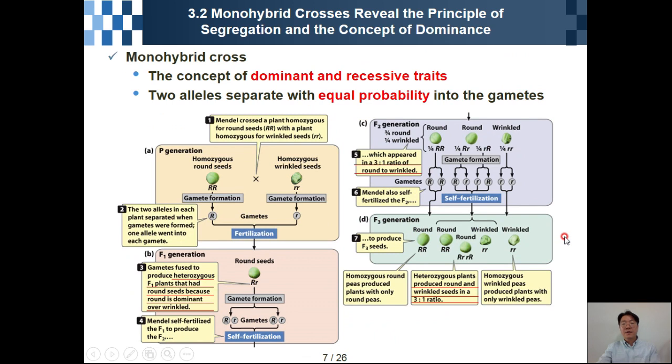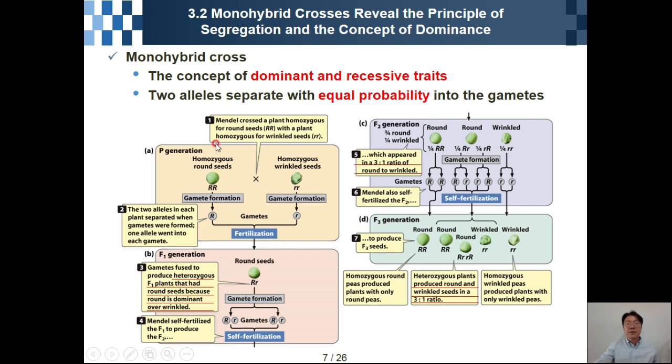Okay, so through the monohybrid crosses, Mendel found the concept of dominant and recessive traits. For example, seed shape, what is dominant and what is recessive? Round is dominant and the wrinkled is recessive because after crosses, in the F1 generation, even though their genotype is large R, small r, the F1 plant only shows the round shape. So it means that round is dominant over wrinkled.